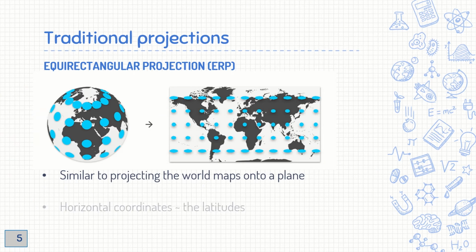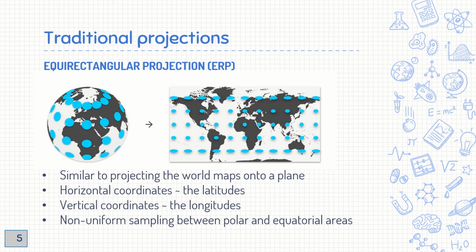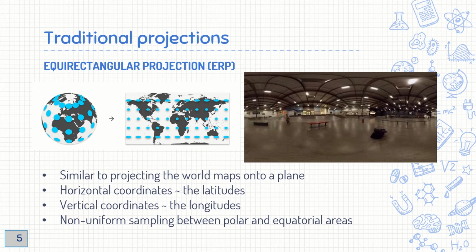There are several traditional 2D projections. The first one is equirectangular projection, or ERP. This is similar to projecting the world maps onto a plane. The horizontal and vertical coordinates correspond with the latitudes and the longitudes respectively. So there is non-uniform sampling between the polar and the equatorial areas. This is how an actual ERP looks like.